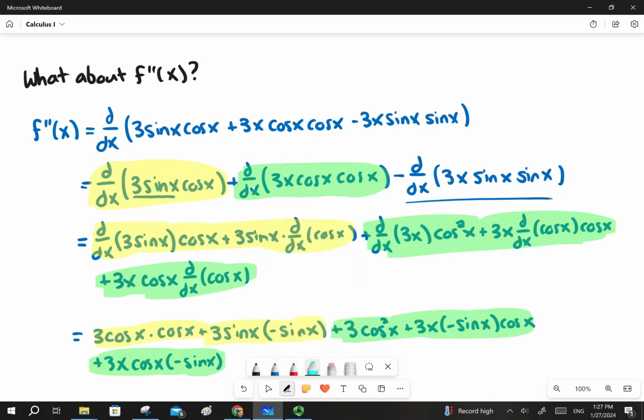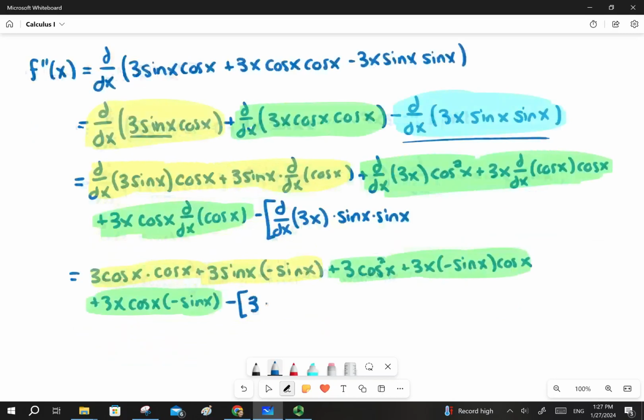So now we are going to differentiate 3x times sine x times sine x. I'm going to use brackets for this one just to make sure that I don't lose track of my negative sign. So assuming the negative is factored out, the derivative of 3x multiplied by sine x times sine x. So that is 3 times sine squared of x.